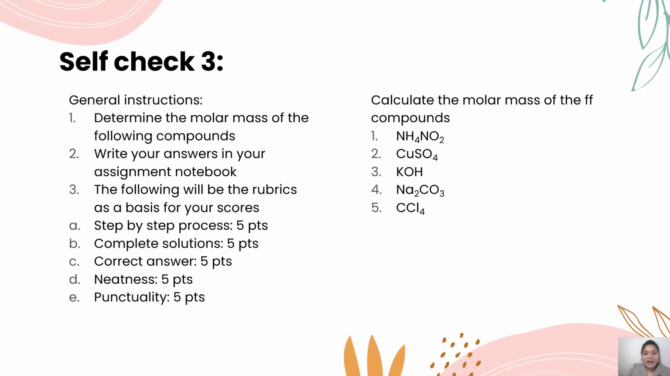Now, we are going to calculate the molar mass of the following compounds. As you can see, for the first one, we have ammonium nitrite, copper sulfate, potassium hydroxide, sodium carbonate, and carbon tetrachloride. Okay? So, you are going to submit to me the answers. Now, we are going to talk about these answers tomorrow in our face-to-face classes.